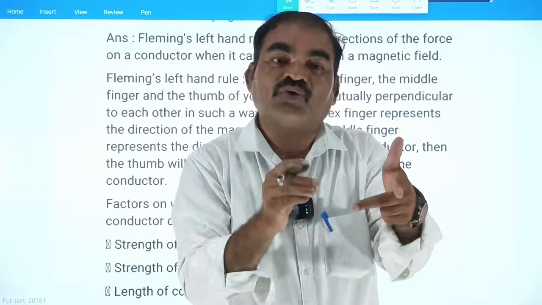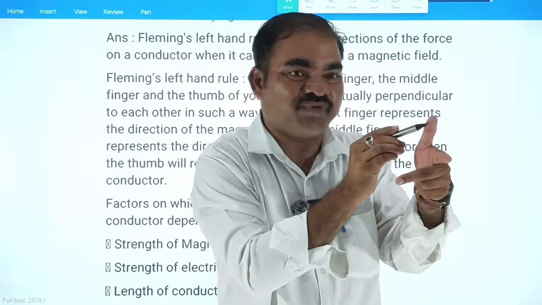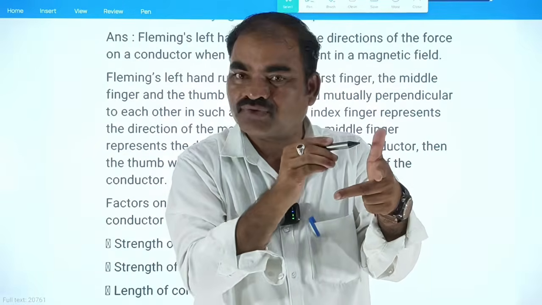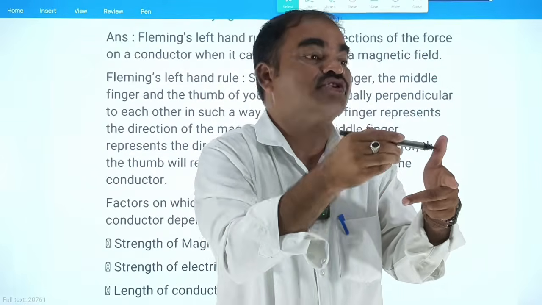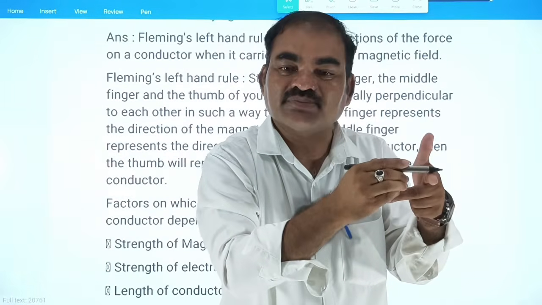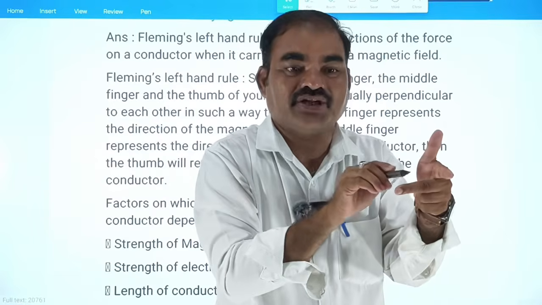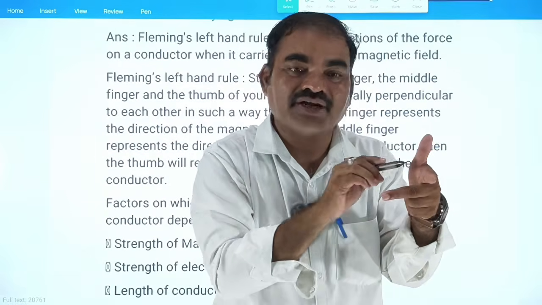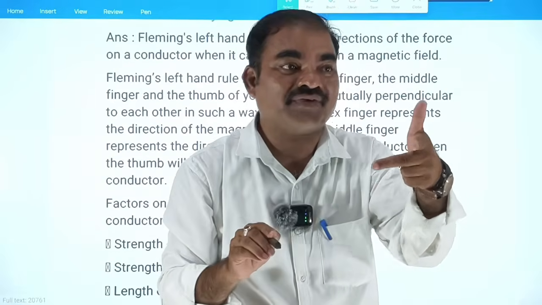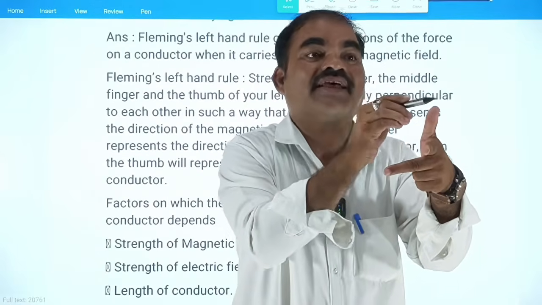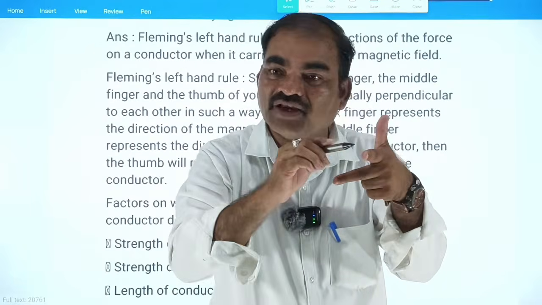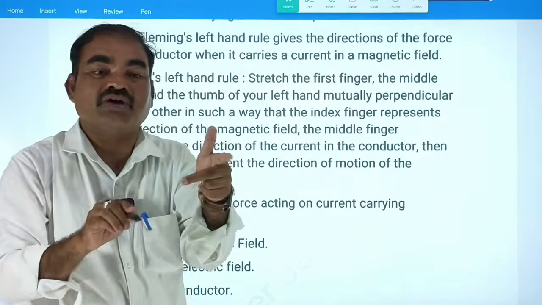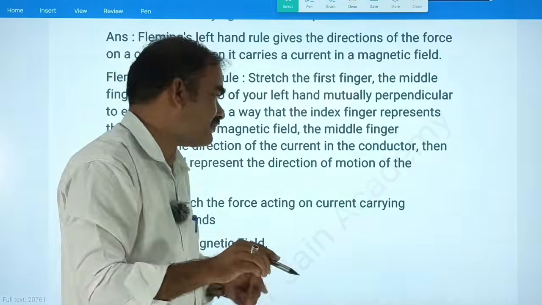How to remember this one: imagine this is the father, force or motion, this is the mother, magnetic field, and the children, current. So this is how we can remember Fleming's left hand rule. The thumb shows the direction of motion, the forefinger shows the direction of the magnetic field, and this center finger shows the direction of the current there.